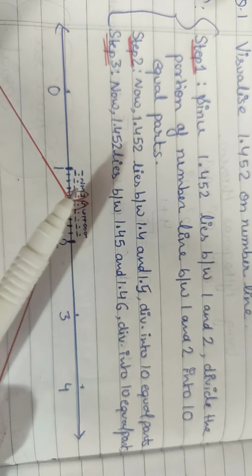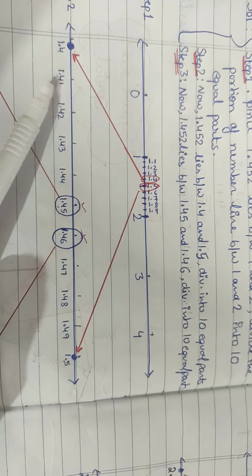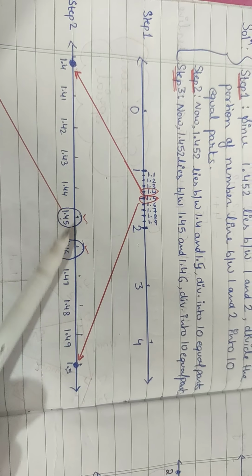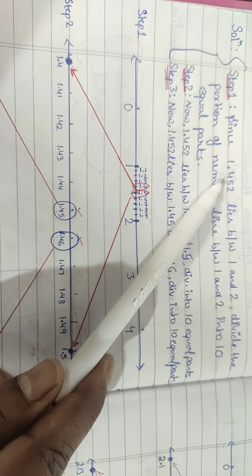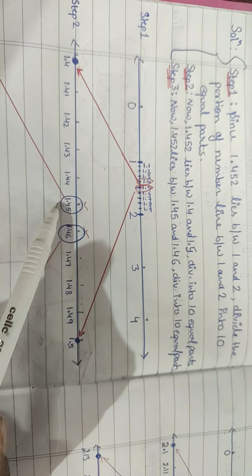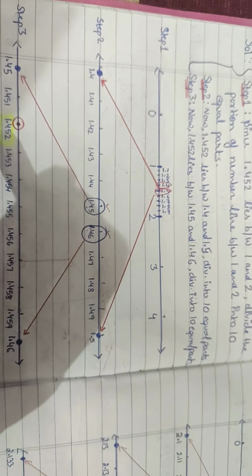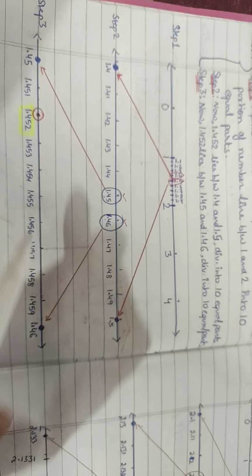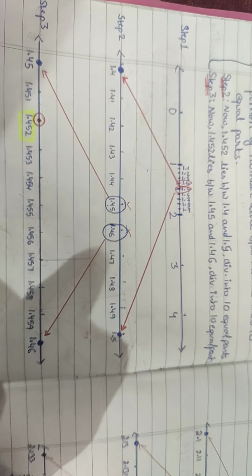So have a look. Now I took this interval and divided it again into 10 equal parts as 1.41, 1.42 and so on. Now you see the 100th part of this is 5. It means 1.45. So this number lies between 1.45 and 1.46. Again I am going to take this interval and divide it into 10 parts. So here we have the location of this point 1.452. Have a look.